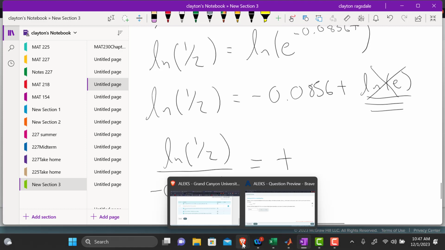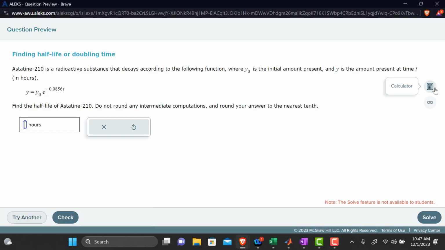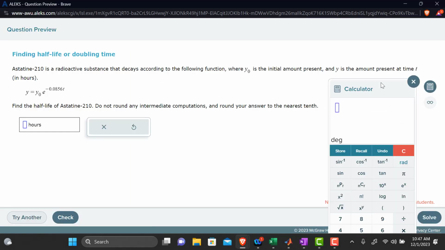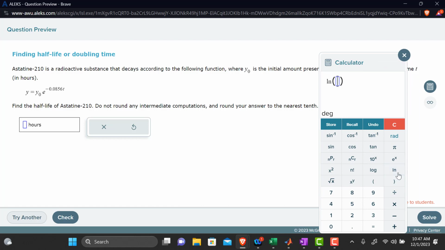And let's go check. So we have natural log of 1/2 divided by negative 0.0856. Oh, 0.0856. And so this says 8 hours. Let's go ahead and solve. 8.1 hours. 8.1 hours. Perfect.